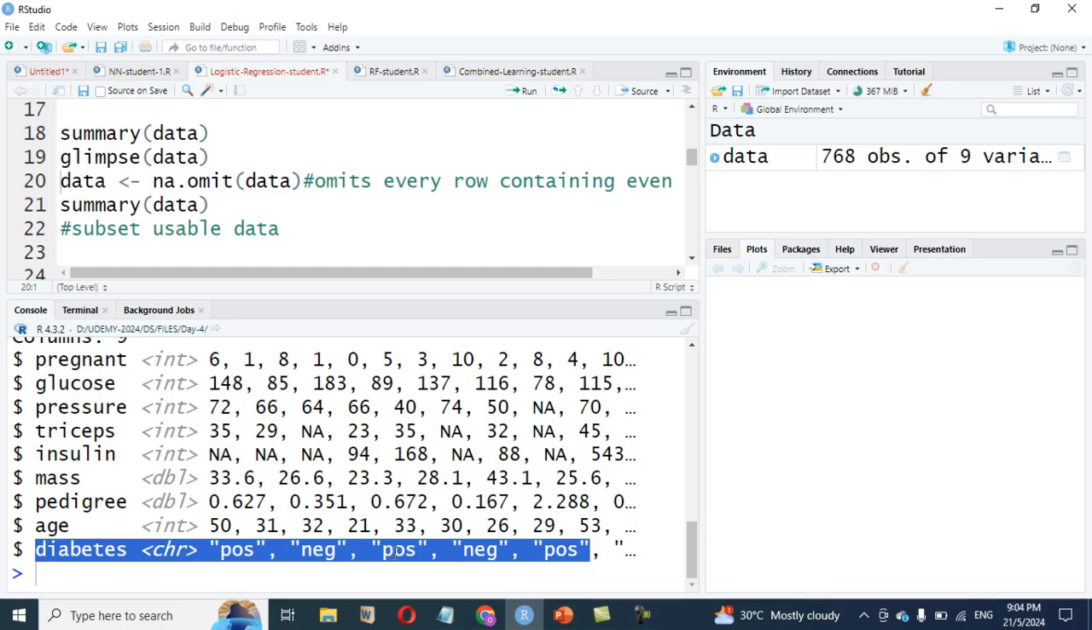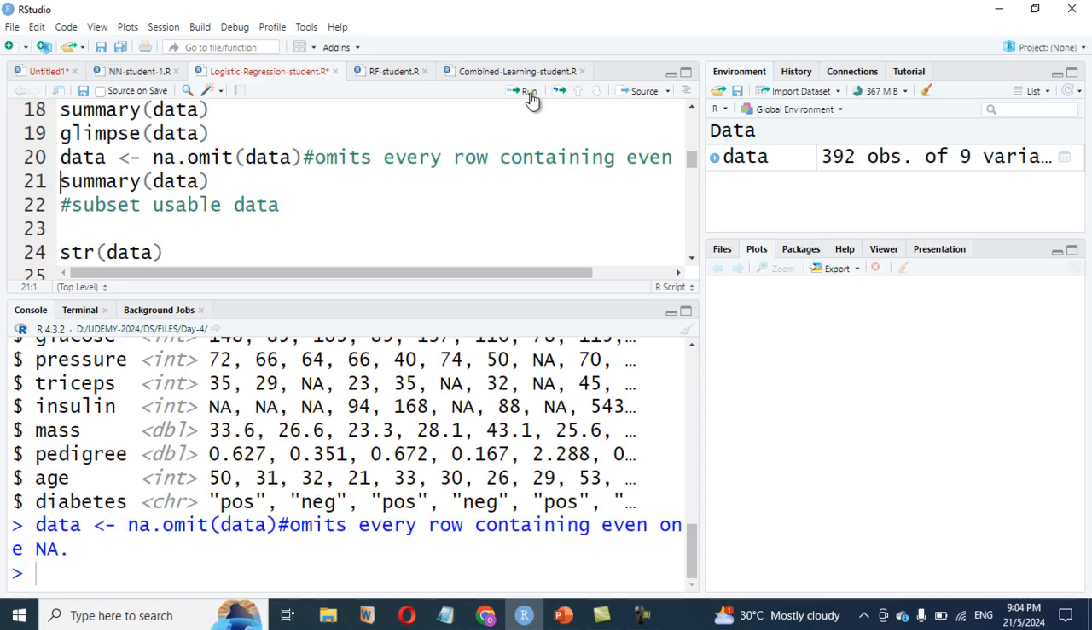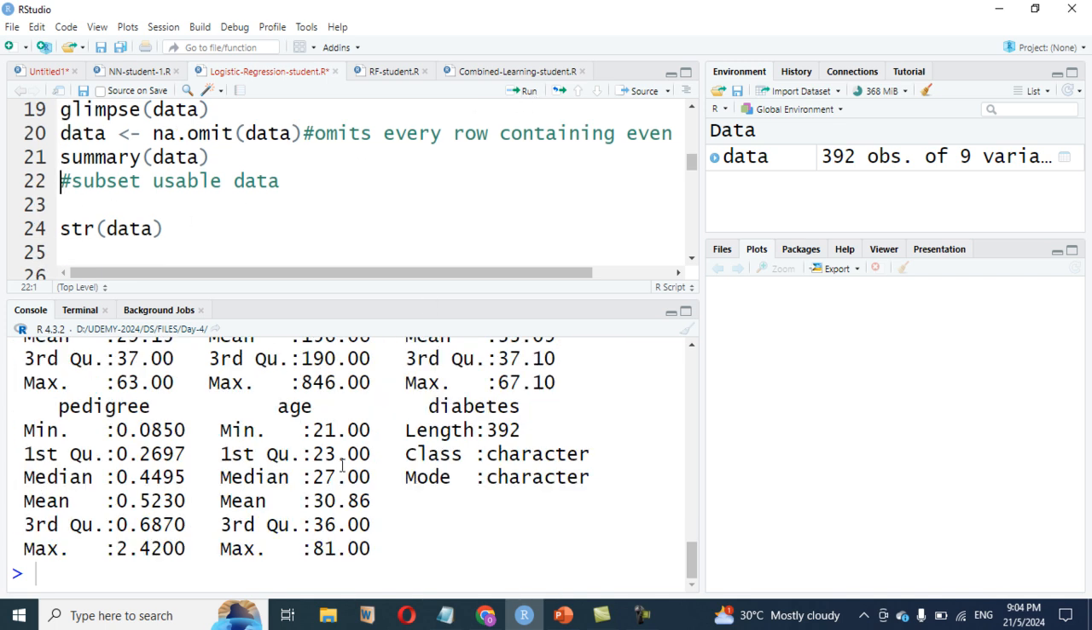All right, positive, negative, positive, negative. We want to know if the person is diabetes positive. So let's omit the data first. We omit the NA values, then we summarize again.